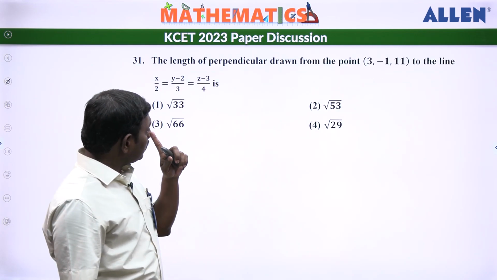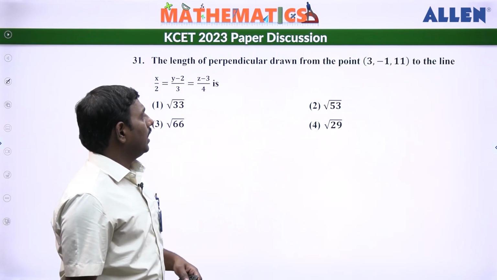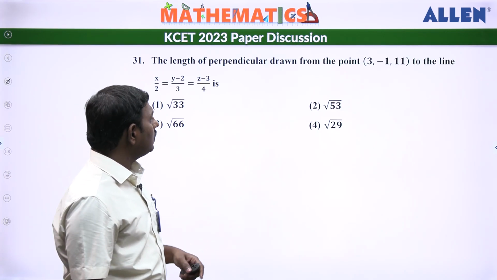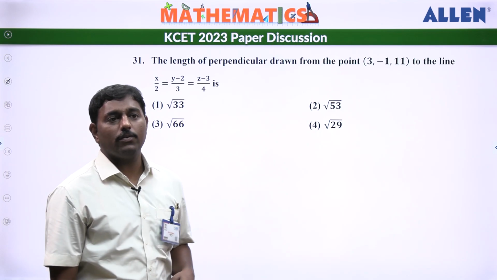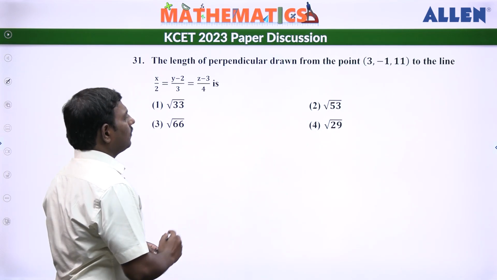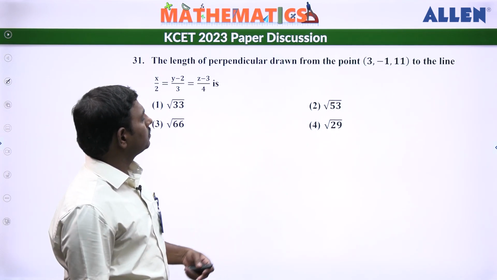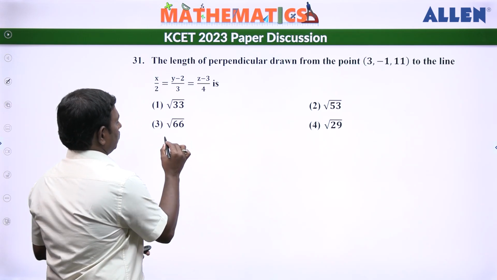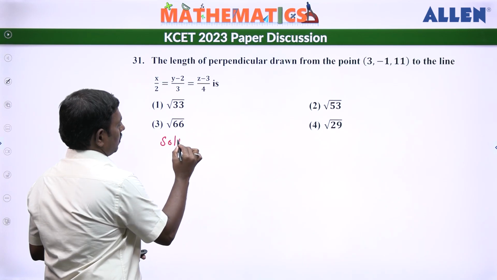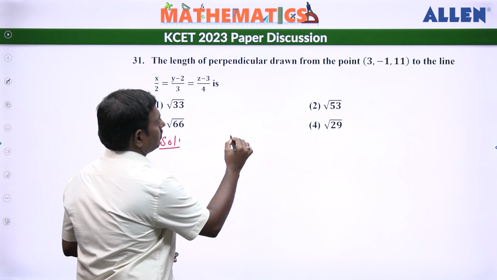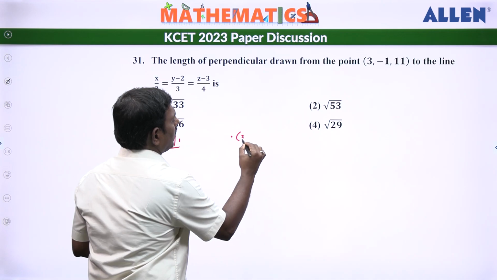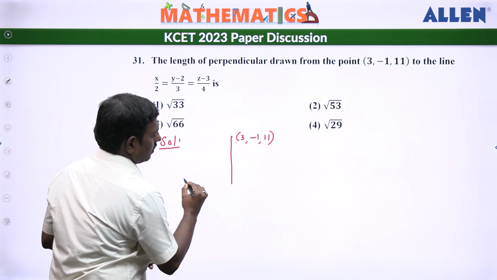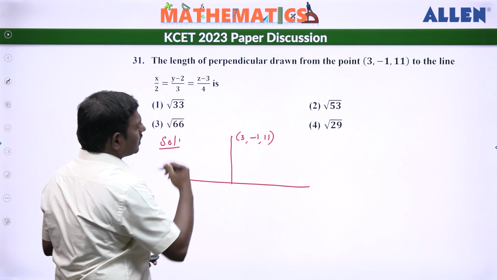Next, question number 31. The length of the perpendicular distance from the point (3, -1, 11) to the line whose equation is given. This is a slightly difficult question because in NCERT you used to solve these kinds of questions as 5-marker questions. So now see how to find the perpendicular distance. The point is given (3, -1, 11) and the line equation is given.